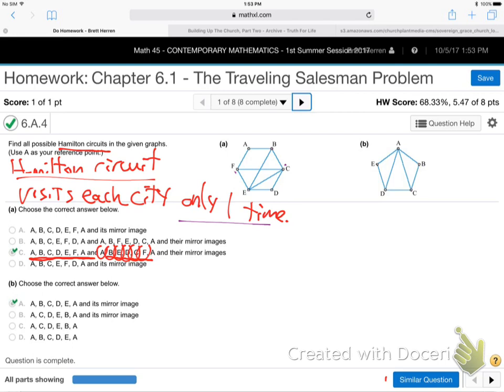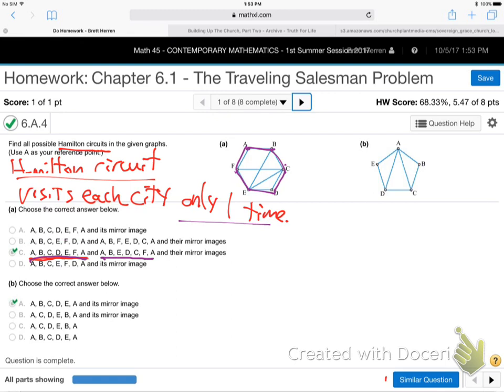Well, you can see answer A is not right because it says go A, B, C, D, E, F, A. I'm just showing why this is not right. What's wrong with that? Well, that's not the only one. That is one of them, but the other one is this one here. So you see why the answer is not part A?